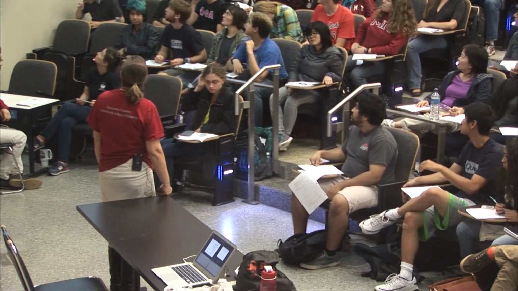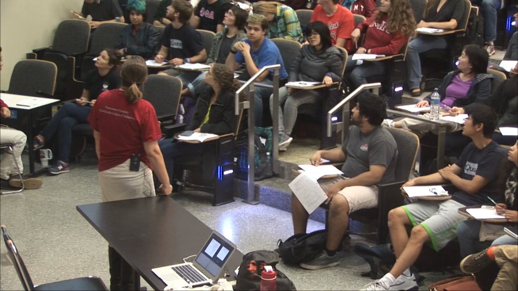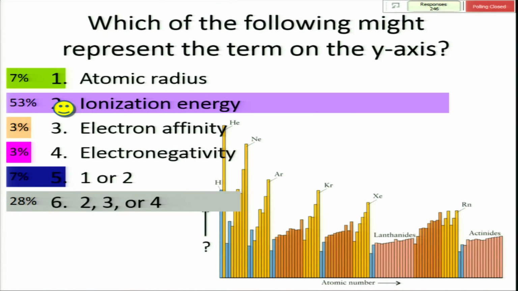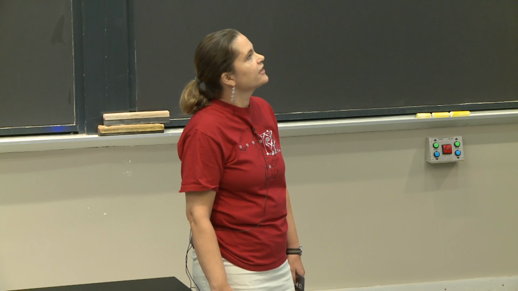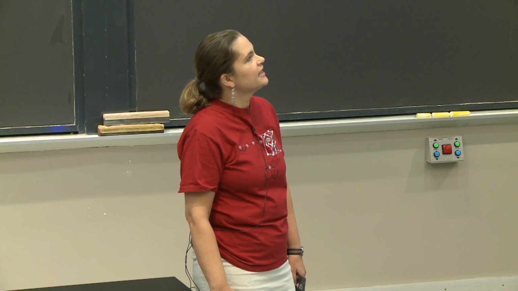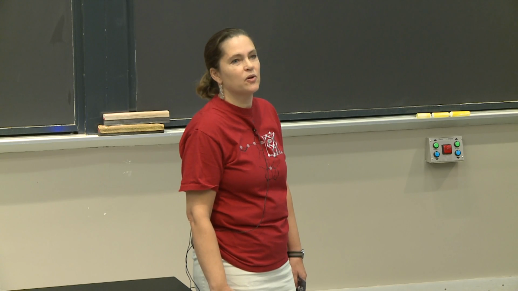Okay, so 6 got a lot of attention, and so did 2. And ionization energy, electron affinity, and electronegativity are definitely connected to each other. But there is a clue that electron affinity would not be the correct answer. Does someone want to say what you might have noticed?